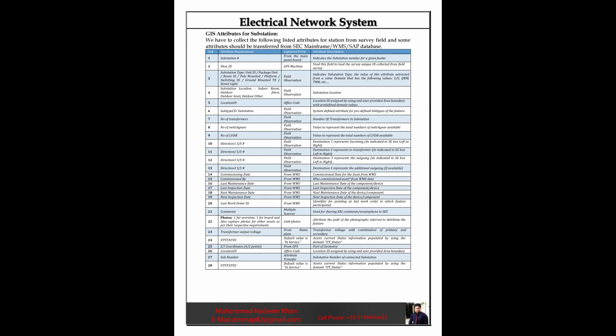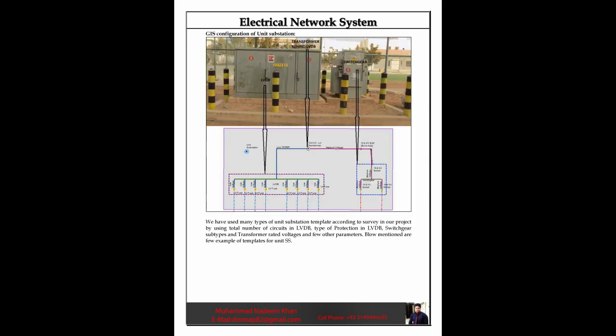We have to collect the following listed attributes for substation from the survey field, and some attributes should be transferred from the SEC mainframe/WMS/SAP database. GIS configuration of unit substation. We have used many types of unit substation templates according to the survey in our project, by using the total number of circuits in LVDB, type of protection in LVDB, switchgear, subtypes and transformer rated voltages and a few other parameters. Below mentioned are a few examples of templates for unit SS.